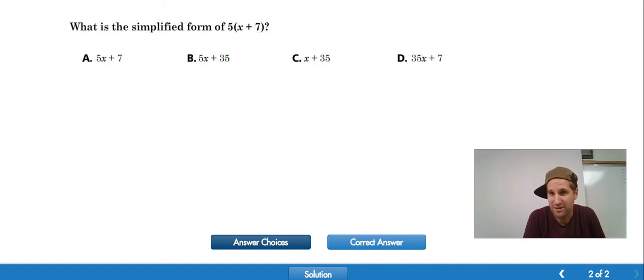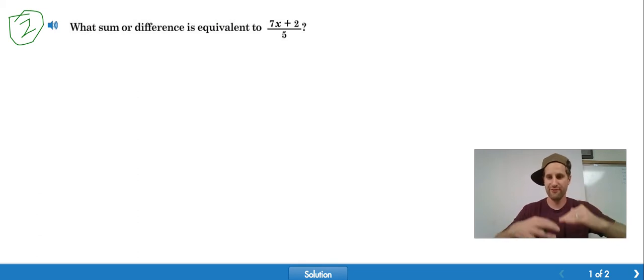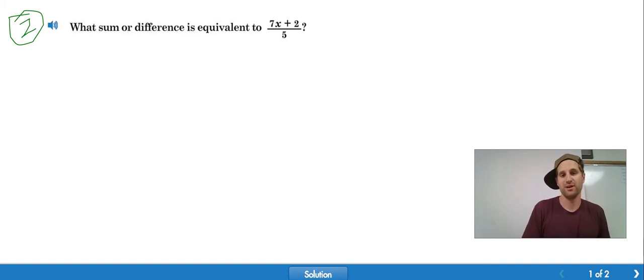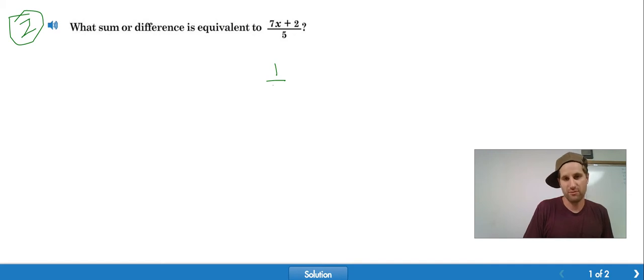Okay, moving on. Let's go to example problem number 2. Write this out. What sum or difference is equivalent to this? This is kind of weird. We have 5 on the bottom, and it's dividing both pieces. We could rewrite this so that instead of dividing by 5, we multiply by 1/5. It's the same thing. And we get 7x plus 2.